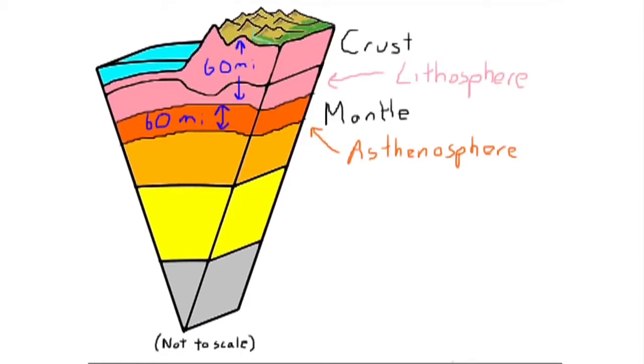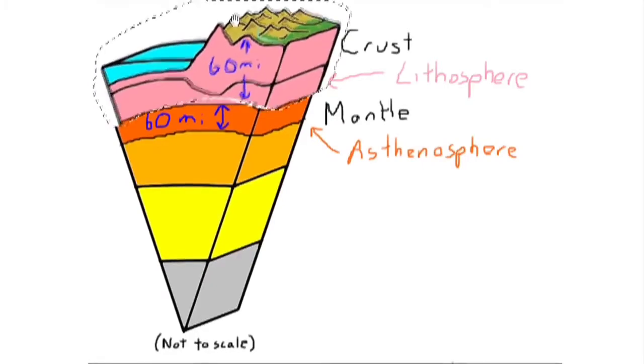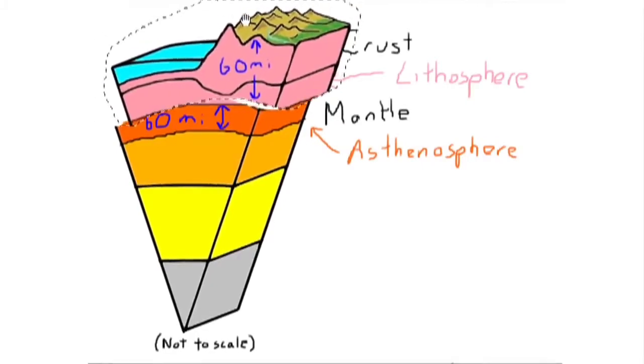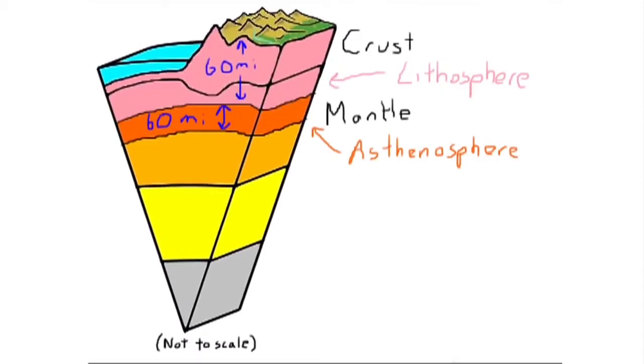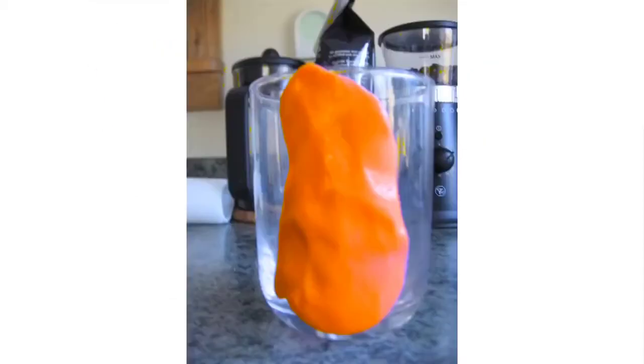The material of which the asthenosphere is composed can be described as plastic-like. This allows the solid lithosphere to move around on top of the much weaker asthenosphere. The asthenosphere is a solid, but it is very hot, with properties similar to silly putty.